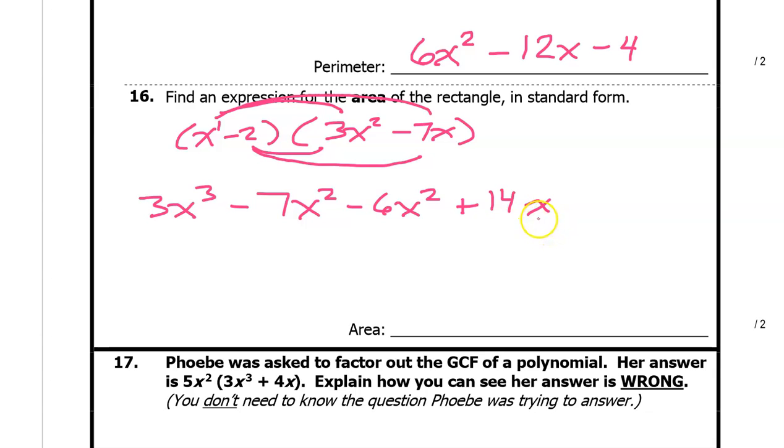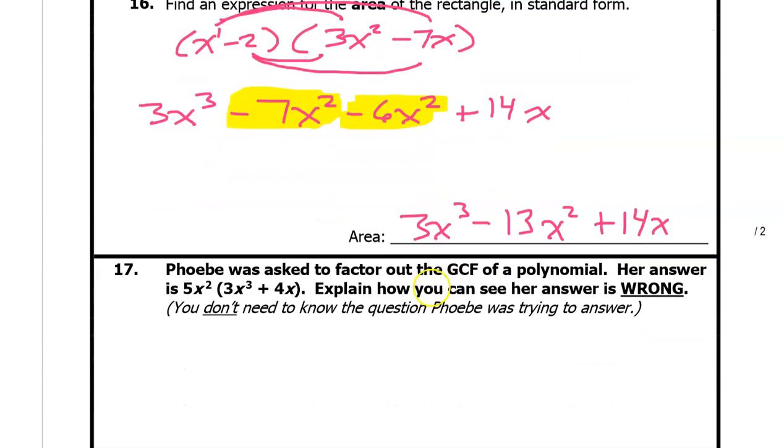Are there any like terms that need to be combined? Yes, we have the squared terms here. So negative 7x squared and negative 6x squared, those need to be combined. So I will bring down the 3x to the third power. But then when you combine these, you get negative 13x squared. And then I will bring down the 14x. So this would be an expression for the area.